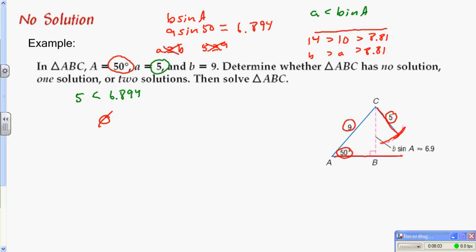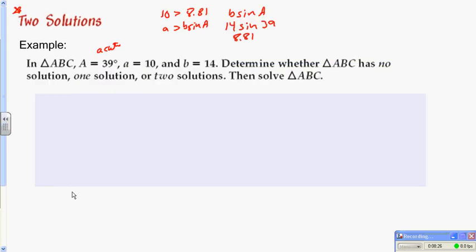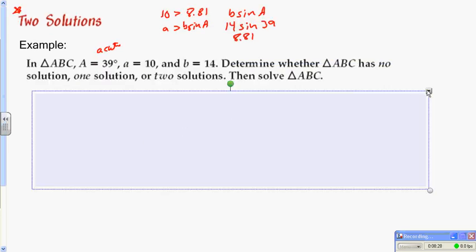Whoops, I'm on the wrong page. I want this on the other page. Alright, so let's remember that piece right there. Sorry about that. I'm going to go to the next page. B is greater than A, which is greater than 8.81. 2 solutions. Alright, there's 2 things to look at.